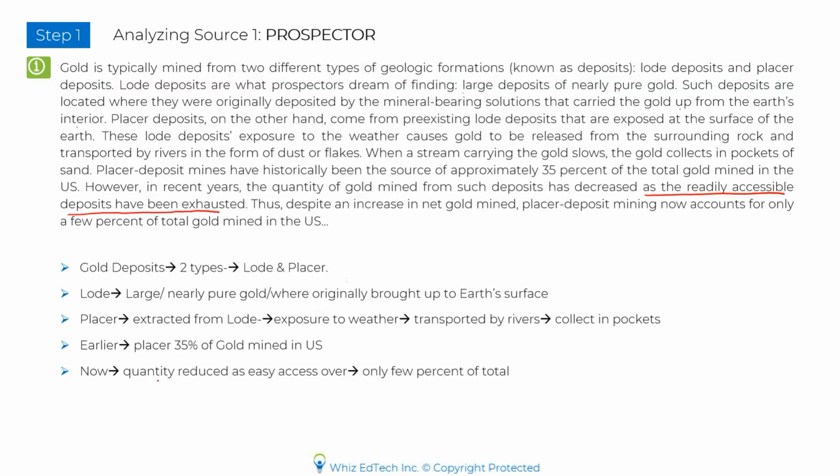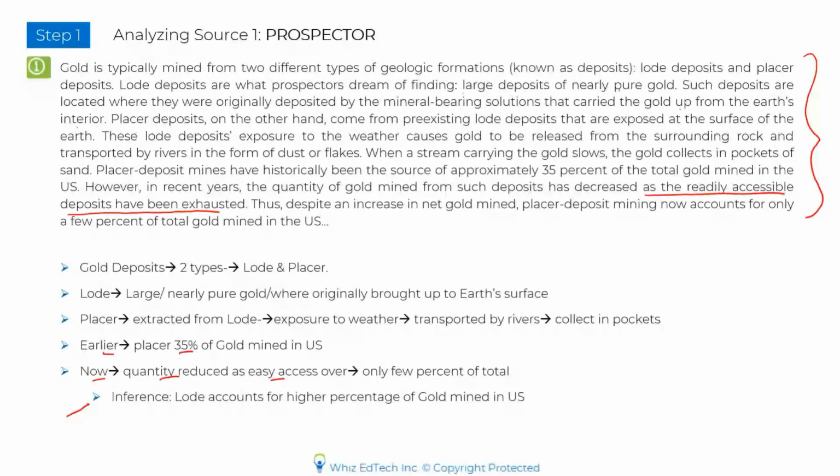So what have I noted? Quantity reduced. Earlier 35%, okay, placer. Now quantity reduced as easy access is gone. Now it is only a few percent of total. So look at how I'm categorizing this big block of information to a few words here. Thus, despite an increase in net gold mined, placer deposit mining now accounts for only a few percent. So that's the net result. If placer mining accounts for only a few percent, my inference is lode accounts for a higher percentage of gold mined in the US. Okay. Now with that information, I'll move to the next bit.